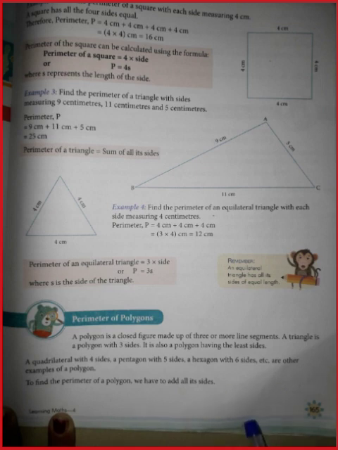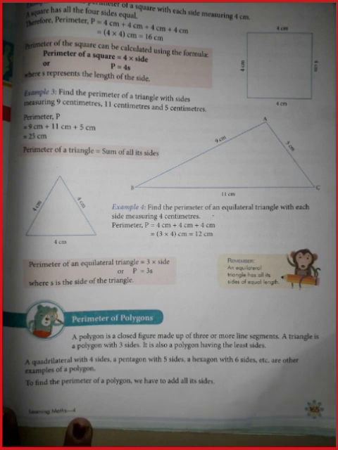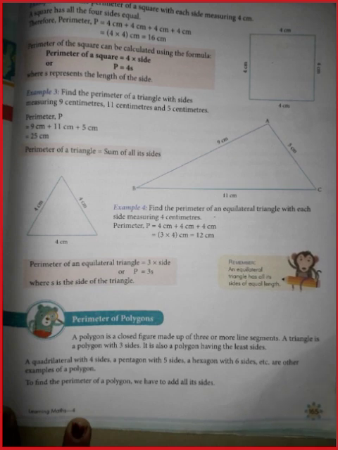Now perimeter of polygons. What are polygons? A polygon is a closed figure made up of 3 or more line segments. Like triangle is a polygon with 3 sides. It is also a polygon having the least sides, triangle is the polygon with the fewest sides. Quadrilateral has 4 sides. Pentagon with 5 sides. Hexagon with 6 sides, etc. are the examples of polygon. So we need to learn how to find perimeter of all these polygons.